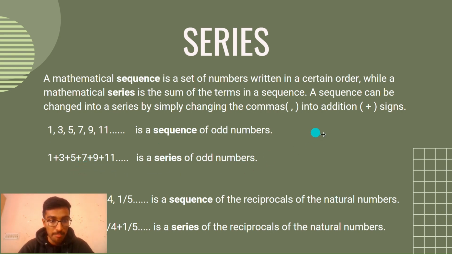So a sequence can be changed into a series by simply changing the commas into addition signs. So you have a sequence, just replace the commas with the addition operation and you're going to convert it into a series. So let us look at another example.